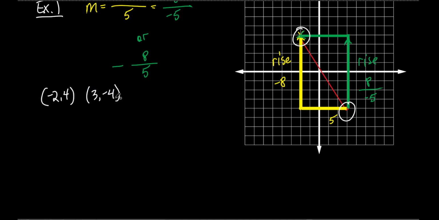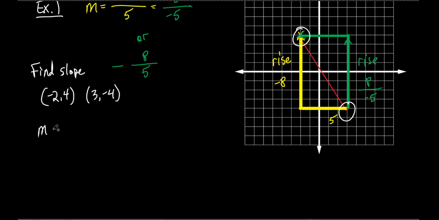So here's what most of your homework is going to be. They're just going to give you 2 points, and they're going to ask you to find the slope between those 2 points, okay? Do you have to graph it to find the slope? Absolutely not. It'd be a pain in the butt. That'd be way too much work. It's way easier doing it like this.